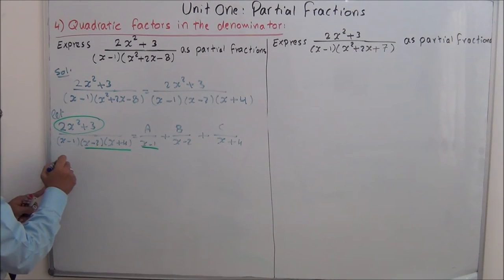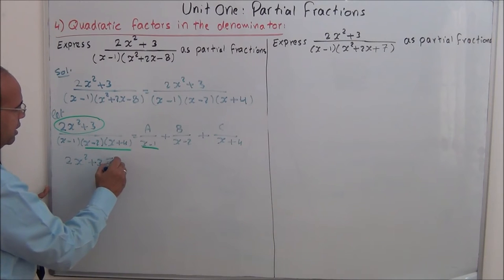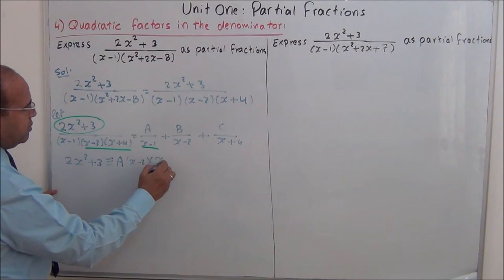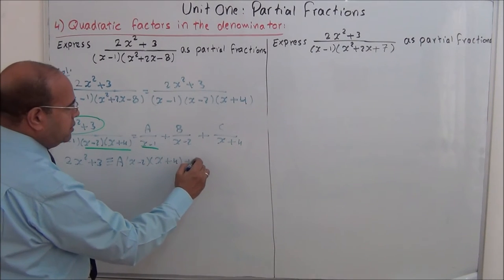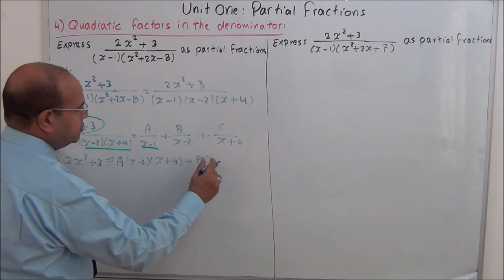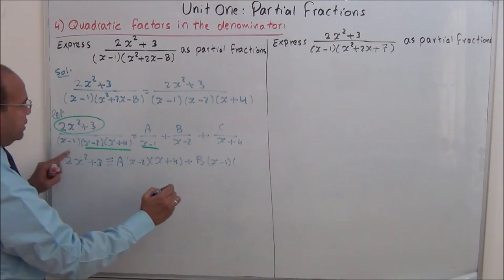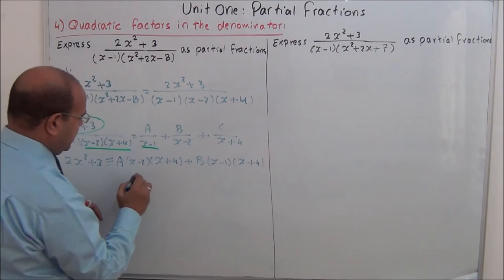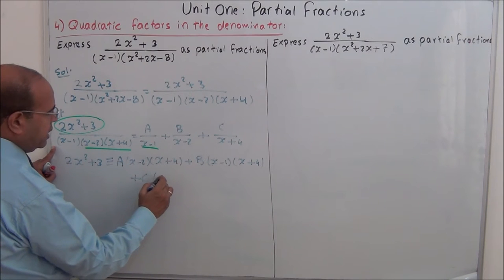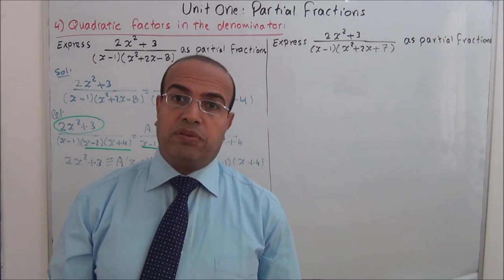So we rewrite this as the identity: 2x squared plus 3 equals a times (x minus 2)(x plus 4), plus b times (x minus 1)(x plus 4), plus c times (x minus 1)(x minus 2). By comparing the denominators, for b, x minus 2 exists, so we write the other two brackets. For c, x plus 4 exists, so we write x minus 1 and x minus 2.